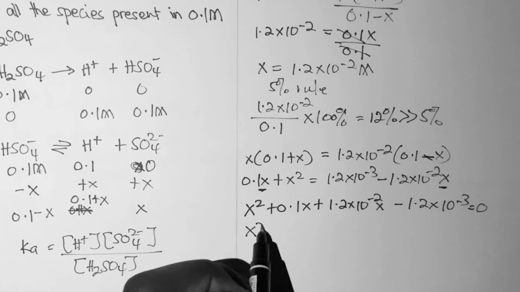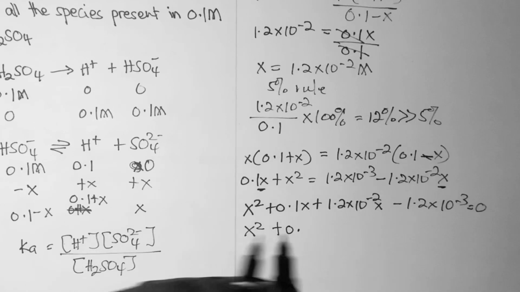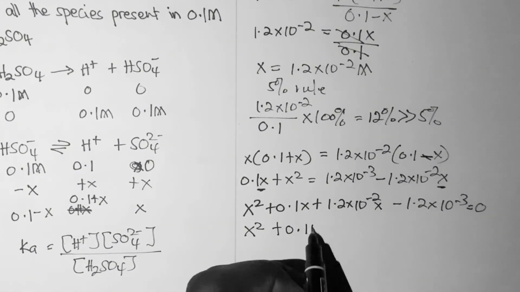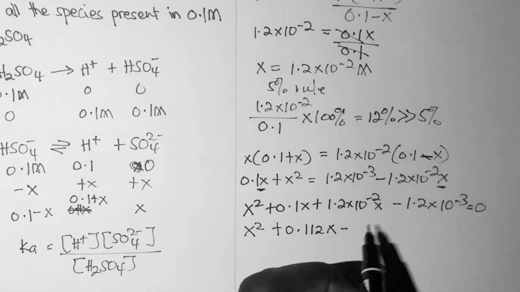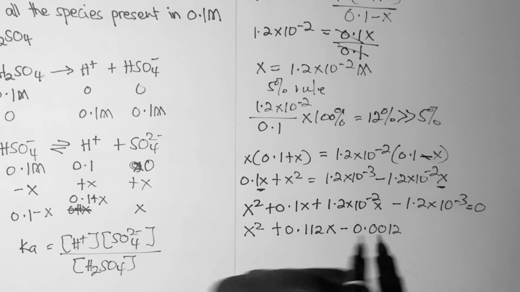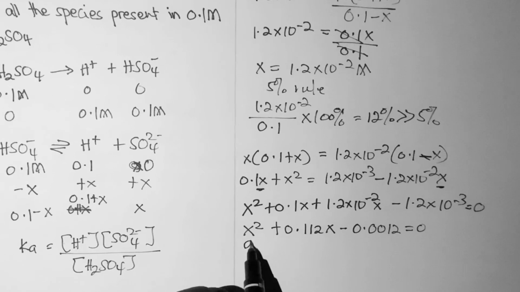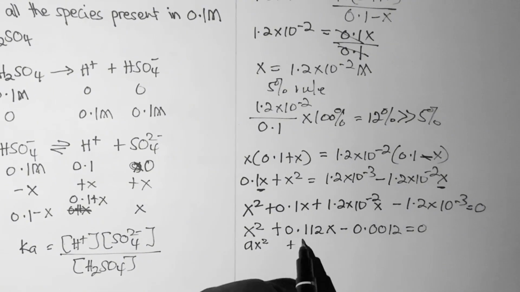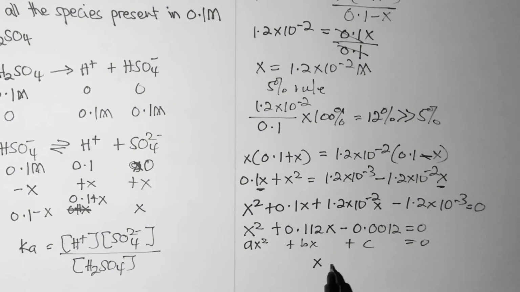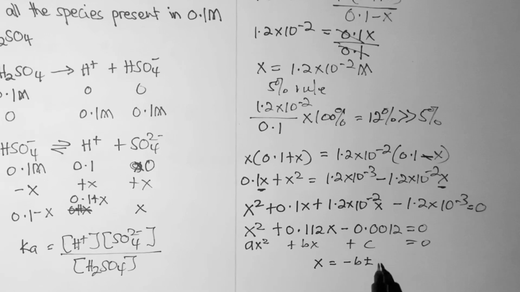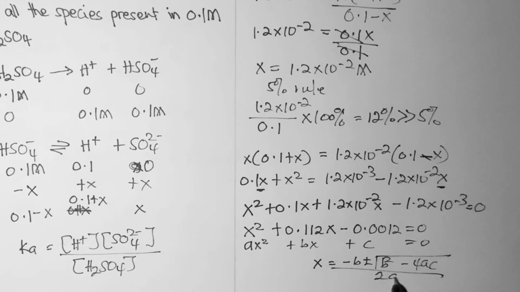So we'll get x squared, now writing everything in decimal, then plus 0.112x and minus 0.0012 equals 0. Now you see that this is an equation of the form ax squared plus bx plus c equals 0. So we can use the quadratic formula.